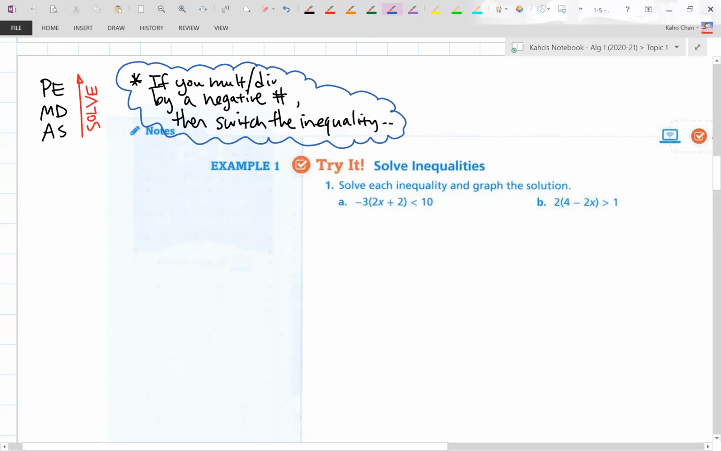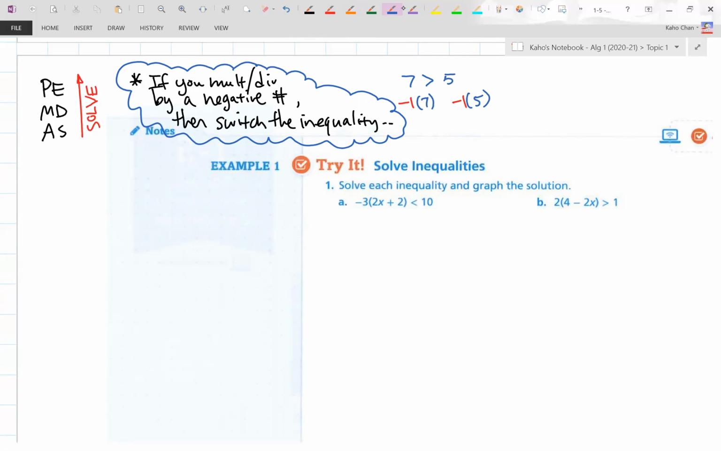You can actually do a quick test. You all agree that 7 is greater than 5. What would happen if you multiply both sides by negative 1? Well, the problem now becomes negative 7. Is it greater than negative 5? No. It is now less than. Okay, there's your switch.